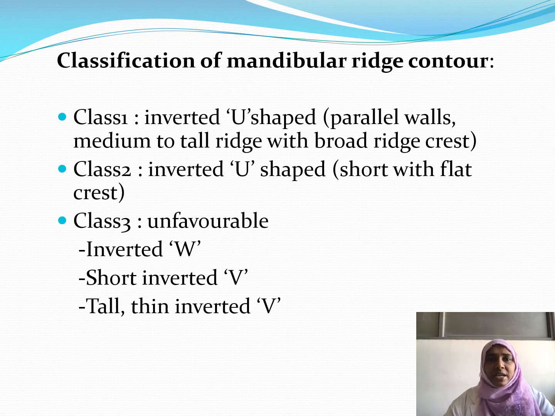class 3 flat. And classification of the mandibular ridge contour, class 1 inverted U shape where the parallel sides, medium to tall ridge with broad ridge crest. Class 2 inverted U shape with short height with flat crest, and class 3 unfavorable condition.